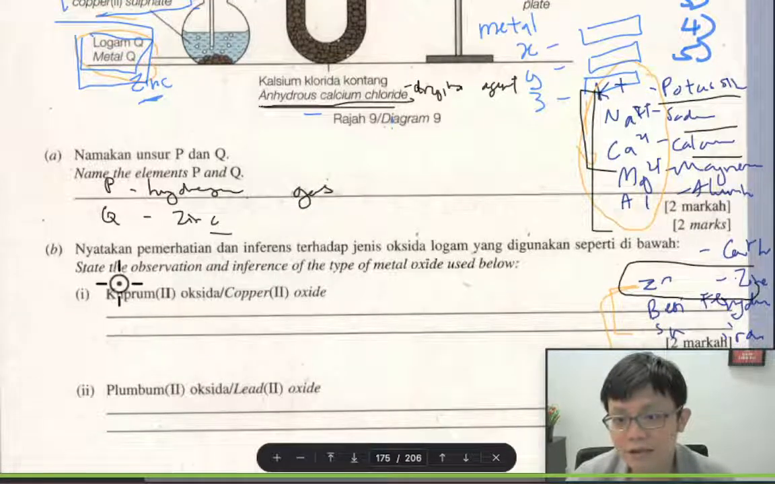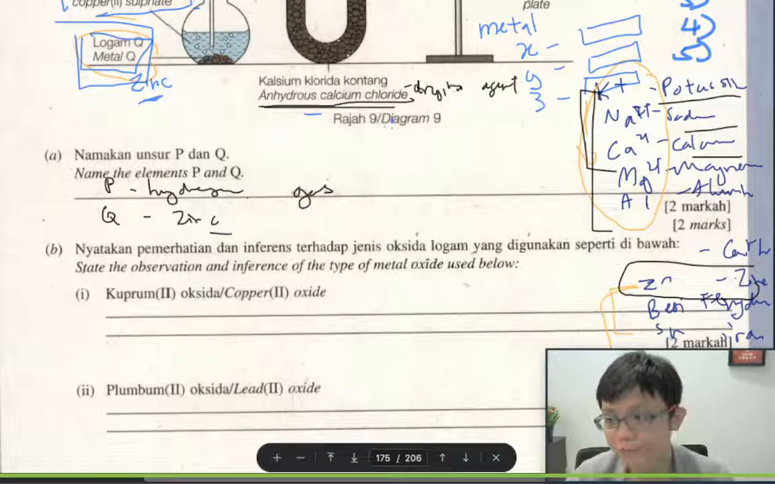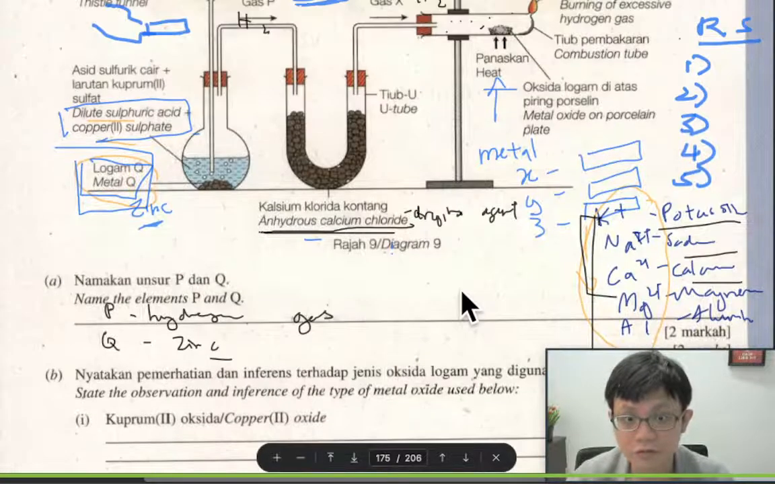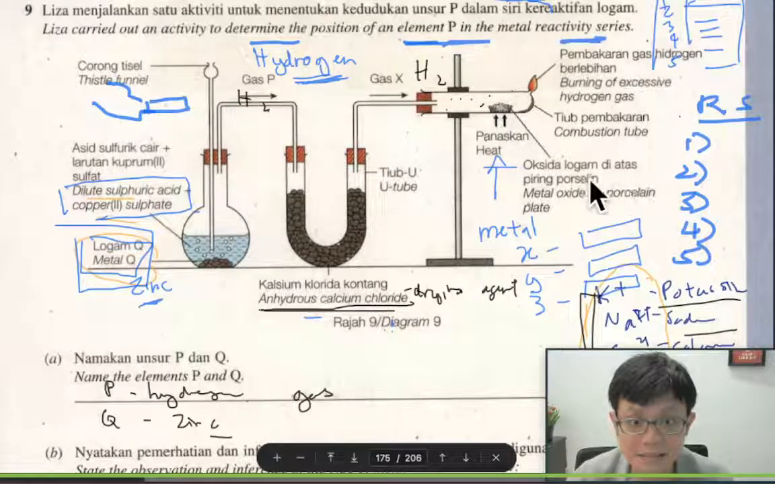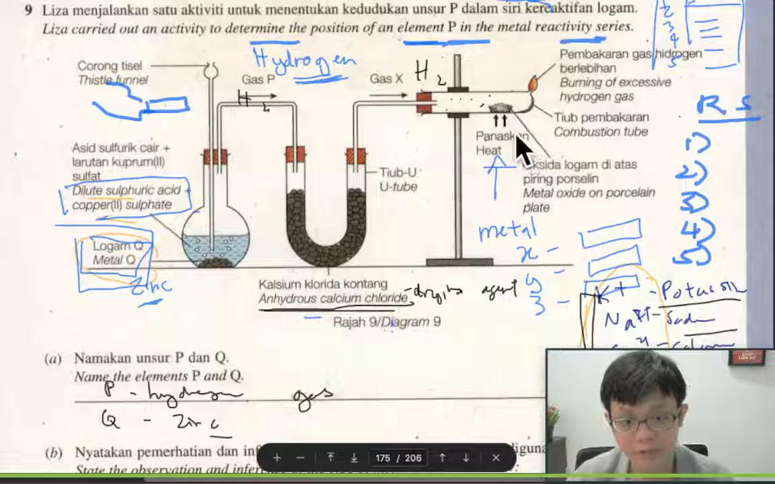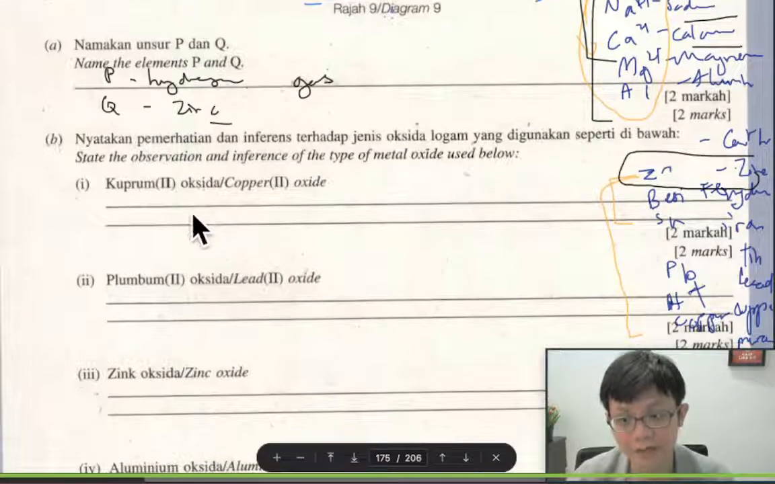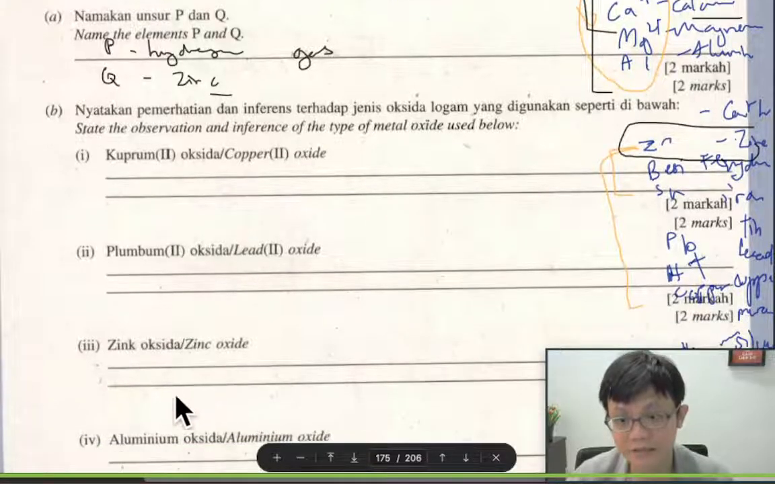What is the next one? State the observation and inference for the type of metal oxide used for copper oxide. State the observation and inference for the type of metal oxide used. Oh, so here is the metal oxide. They put a metal oxide here. They already give you copper, lead, zinc, aluminum.